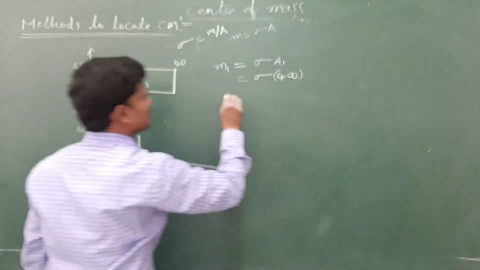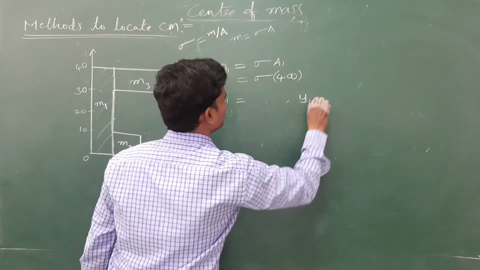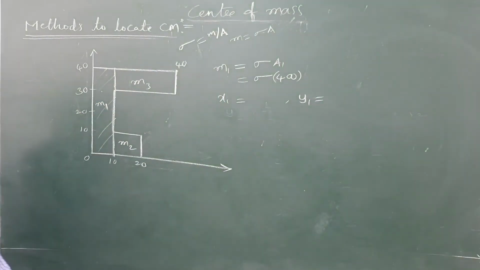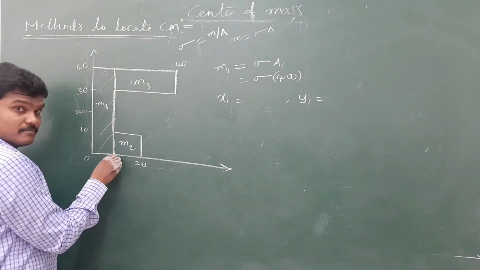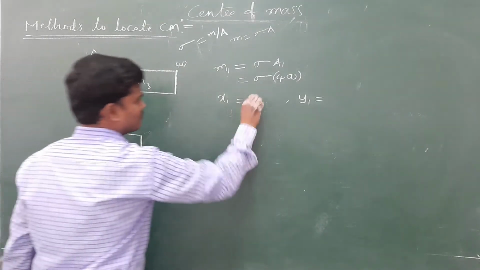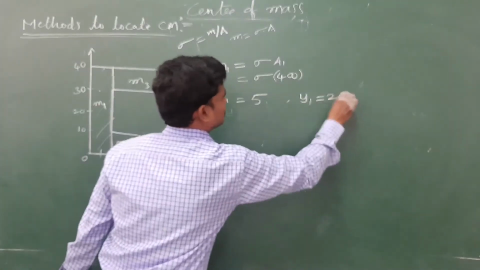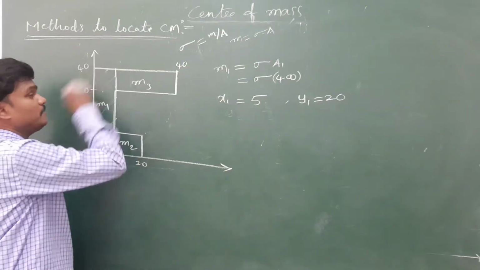400. Now write x1, y1. x1, y1. x1: starting value 0, ending value 10, by 2, that is 5. y1: starting is 0, ending is 40, so 0 plus 40 by 2.